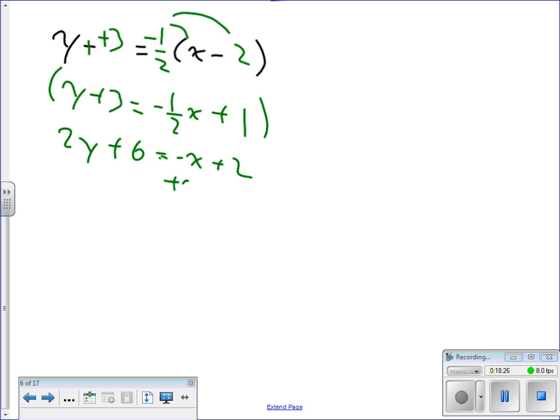Add x to both sides. Subtract 6 from both sides. x plus 2y equals negative 4.